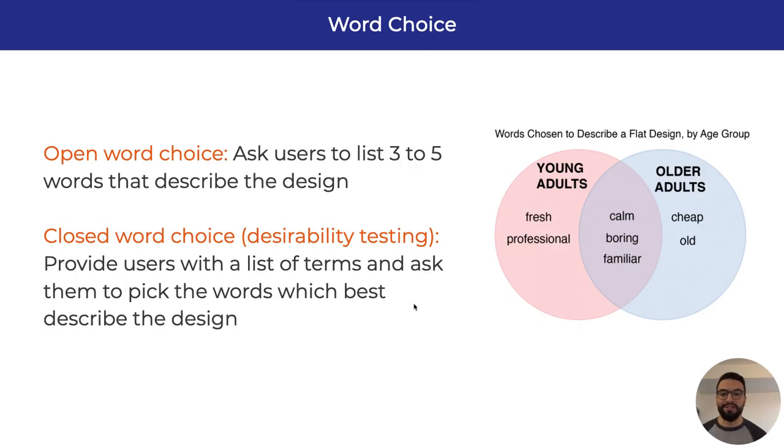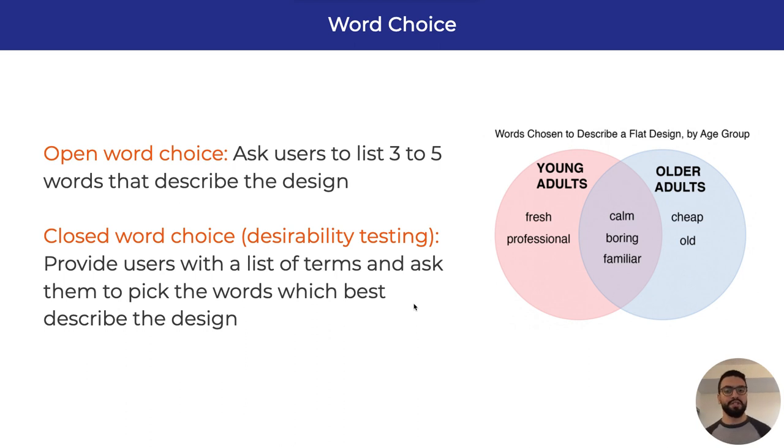Next up is word choice. There are two different types of word choice. There's open word choice, which is really asking users to list 3 to 5 words that describe a specific design. And then there's closed word choice, which is also sometimes called desirability testing. This is about providing users with a list of terms and asking them to pick the words which best describe the design. So they pick from a finite list, versus open word choice, which is whatever they think about at the time.